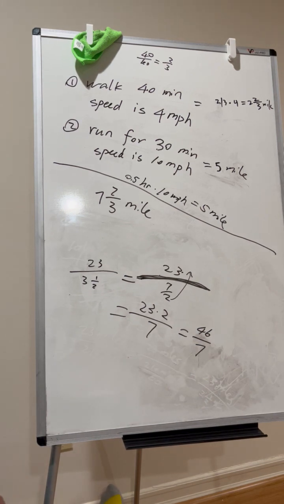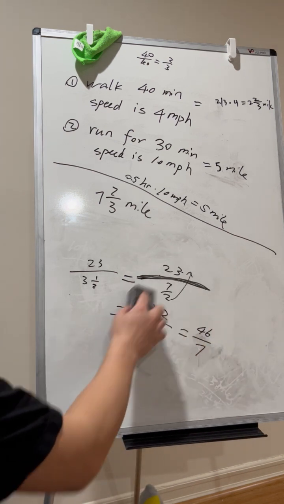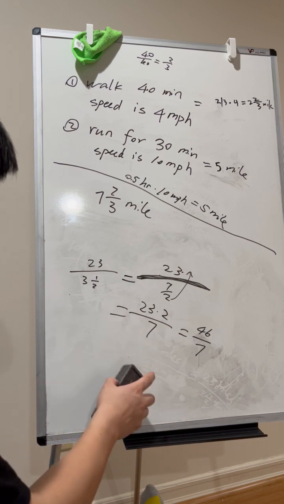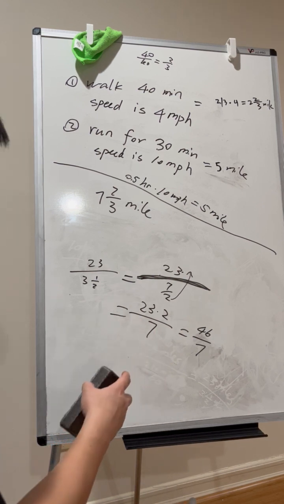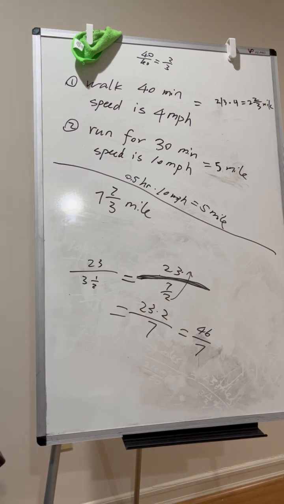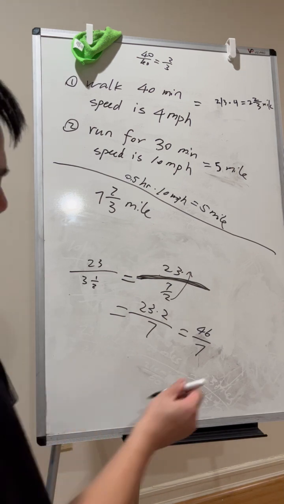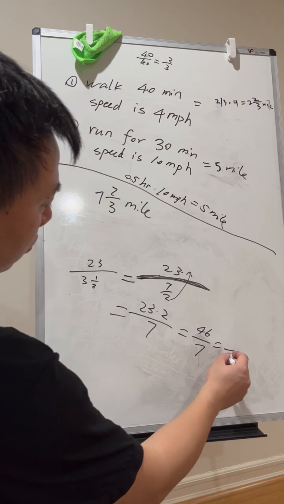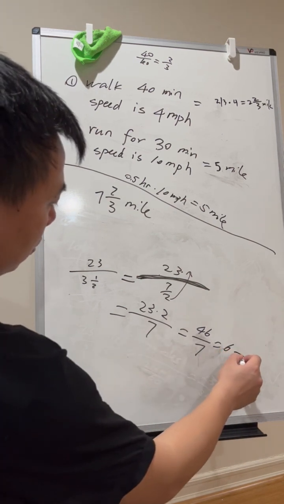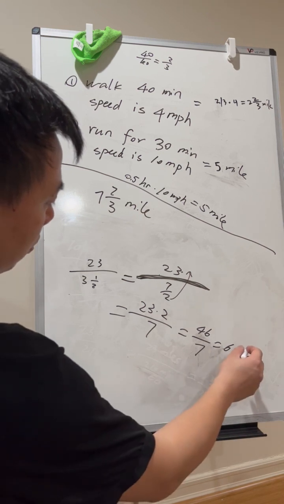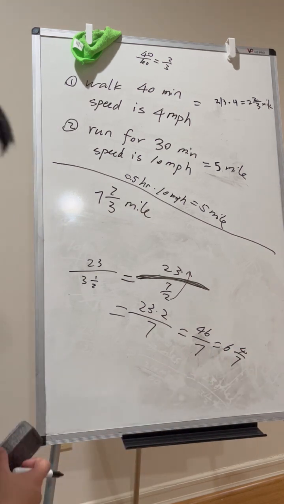Now do you understand it? I think you don't, but you need to do more exercises. I think when you watch me doing it, you understand how to do it. But actually you need to do more exercises. Which is also equal to 6 and 4 over 7. 6 and 4 over 7. Yeah, correct.